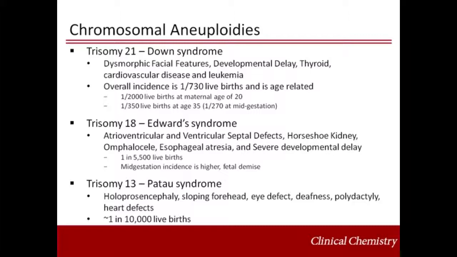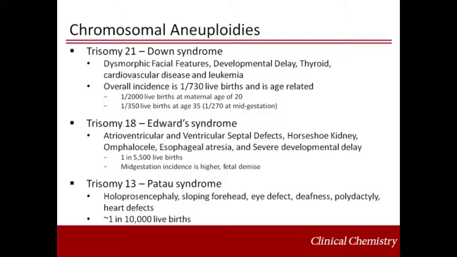The last autosomal trisomy that we will discuss is trisomy 13, or Patau syndrome. As with trisomy 21 and trisomy 18, there is an age-associated risk of having an affected pregnancy. The prevalence of trisomy 13 is less than both trisomy 21 and 18, with approximately 1 in 10,000 live births.